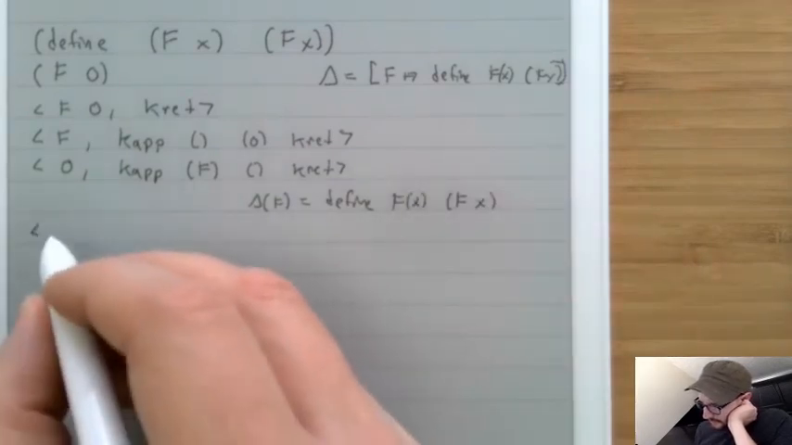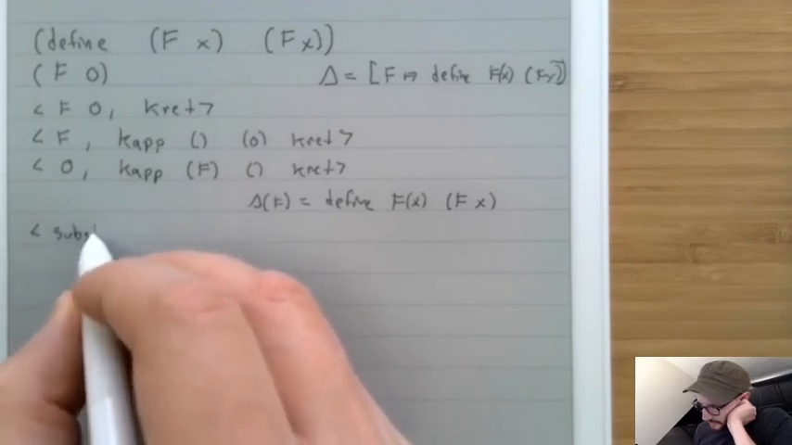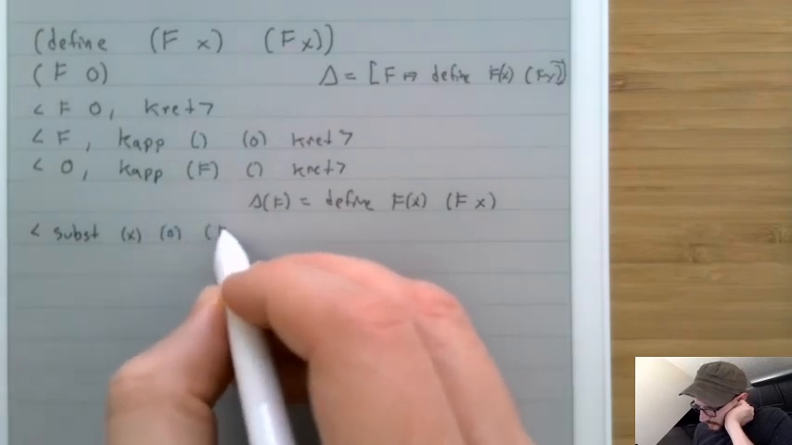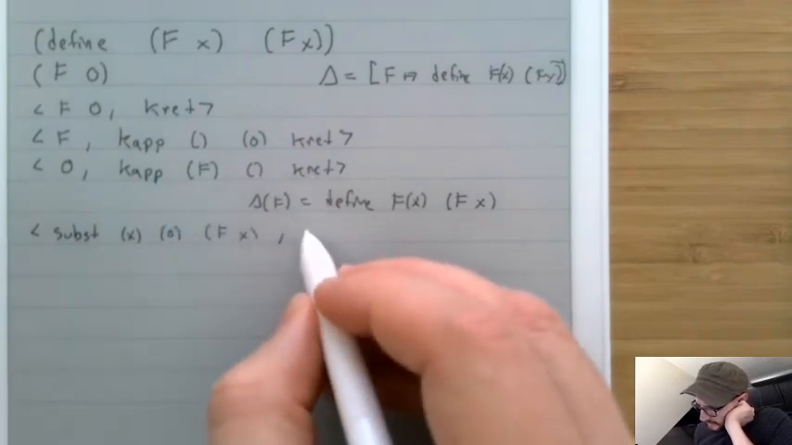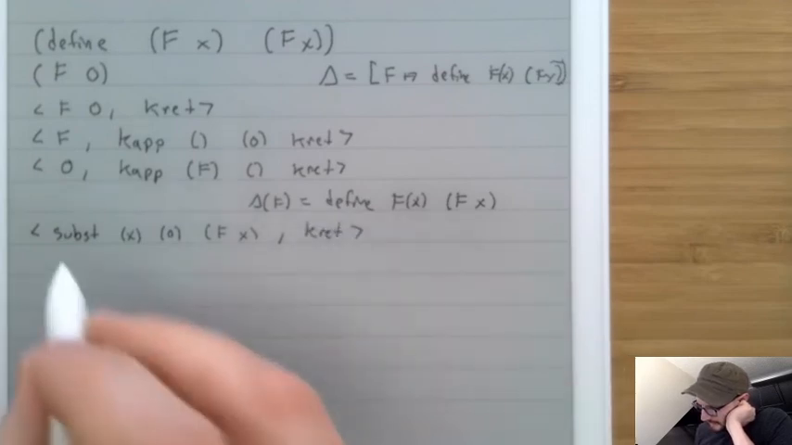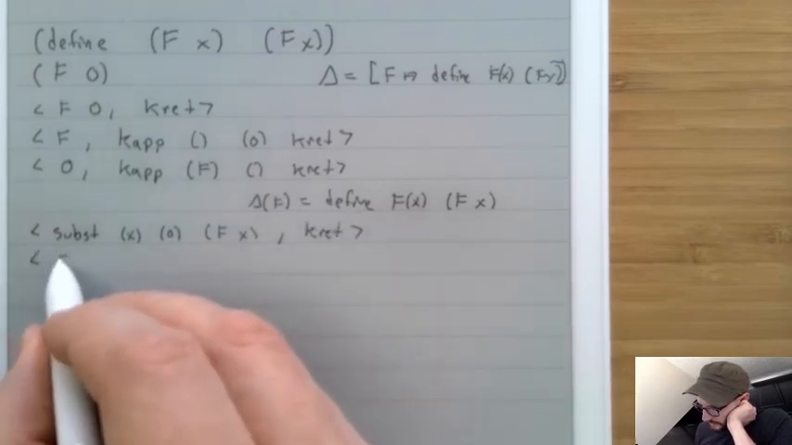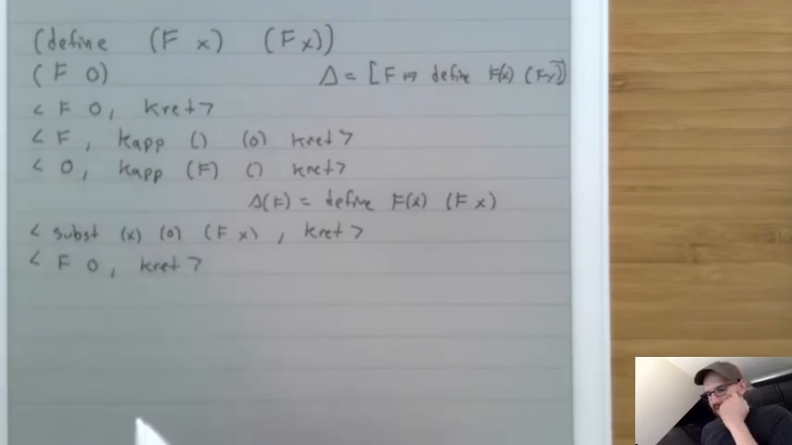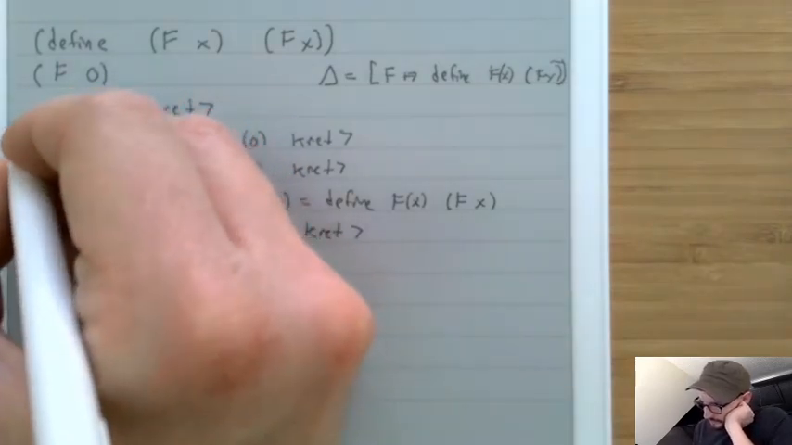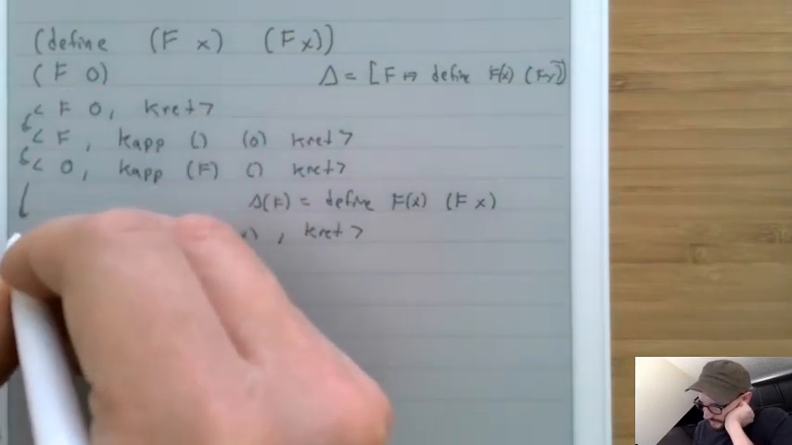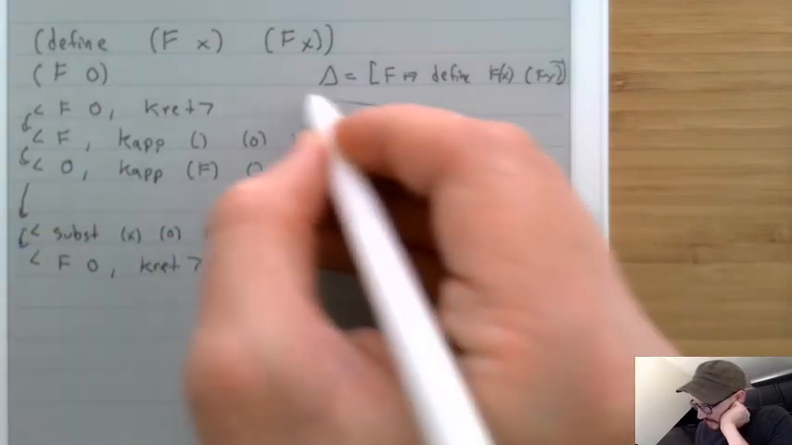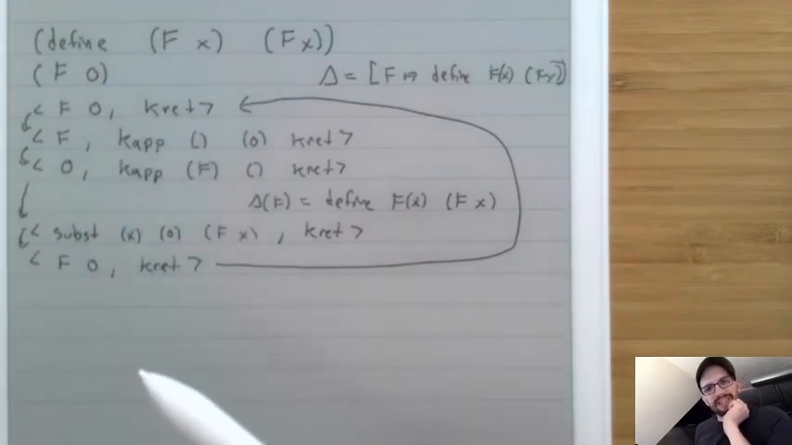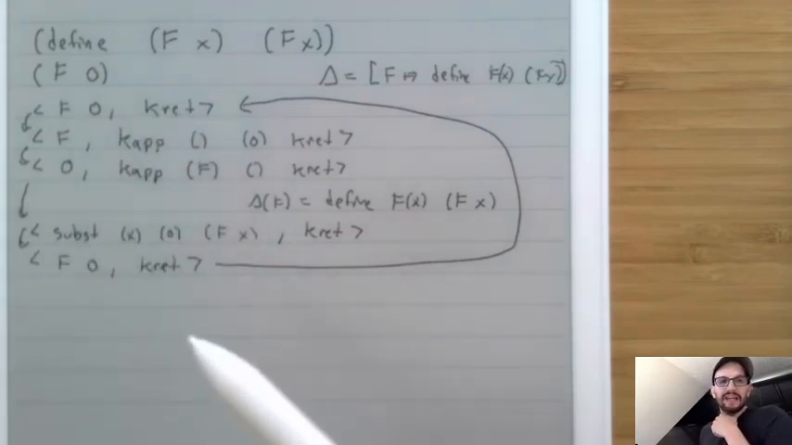And so then we would put in here subst x with 0 in the body f x, and then the continuation would be kret. And then that is just equal to f of 0 kret. Now notice that this is now a loop. We did this, and then that, and then that, and then that, and now this goes back to here. So notice that this program is an infinite loop. It does take infinite time to run, but it takes finite space.